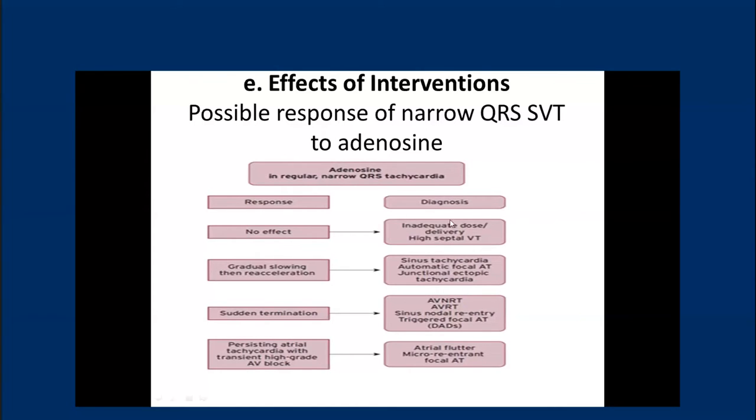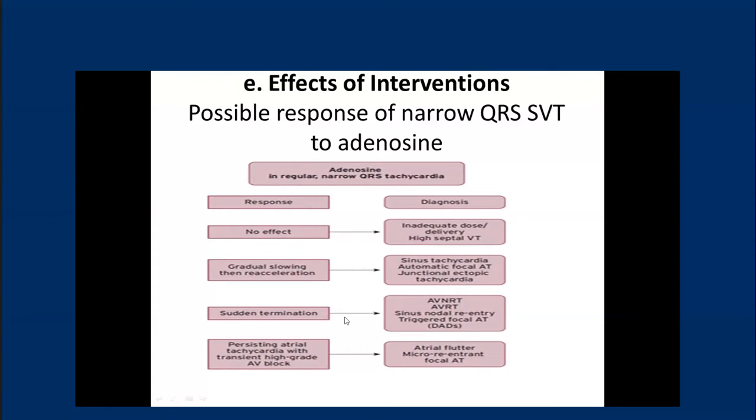And the other is high septal VTs, because they are very close to the normal conduction system. They can result in narrow QRS VT and can be mistaken for SVTs. And this type of tachycardia does not respond to adenosine because it does not involve the AV node. And the other type of response can be gradual slowing, then reacceleration after the effect of adenosine finishes. These tachycardias usually are sinus tachycardia, focal AT, or junctional ectopic tachycardia.